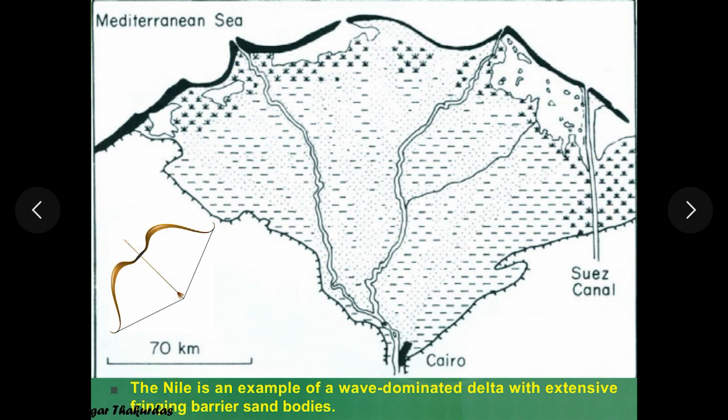Now in this delta you can also see the Suez Canal on the right hand side, which comes through the Red Sea and the city of Cairo, which is in Egypt. So lot of cities are thriving on this delta, and if you see the satellite image, you'll be able to see the vegetation and the settlements. So in this diagram you can see the extensive fringing barrier sand bodies. So these sand bodies are bordering the delta on either side.